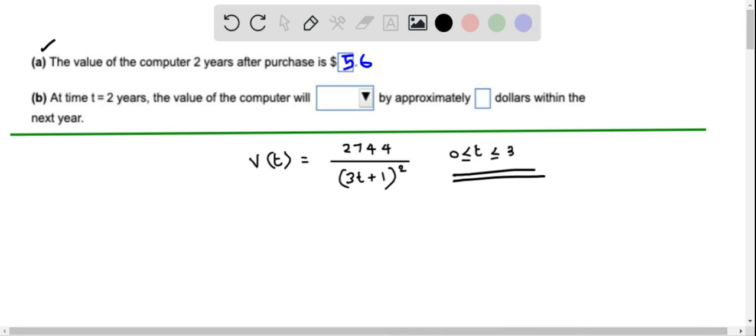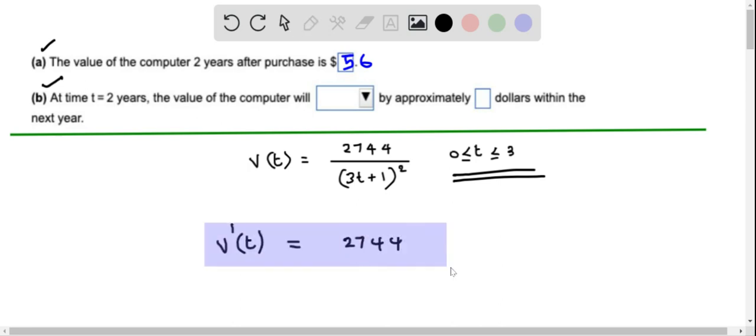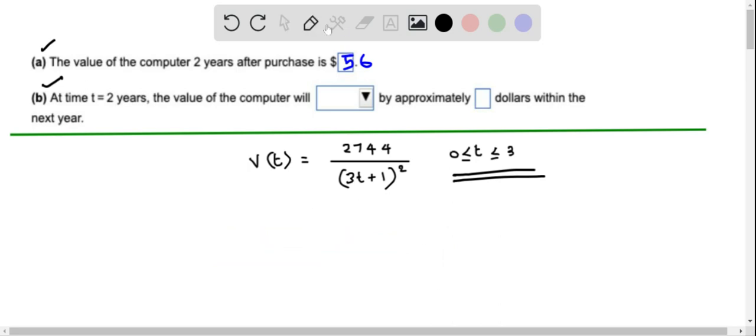Let's do part B. So here we have to find the derivative of the value function and then plug in t equal to 2. So let's do that. I'm going to find the derivative of the v of t. So I write down this as v prime of t, and this equals 2744. Well, before finding the derivative, let's rewrite the value function. I'm going to rewrite this v of t function so that we can find the derivative.